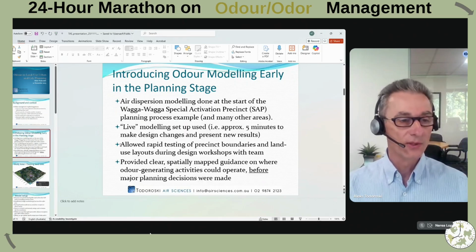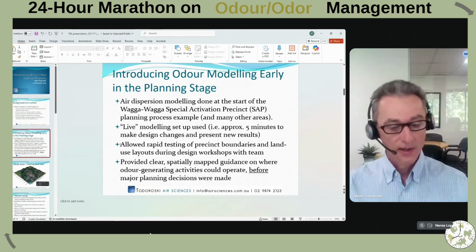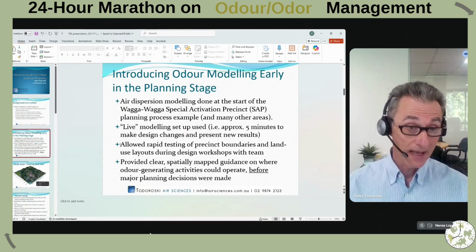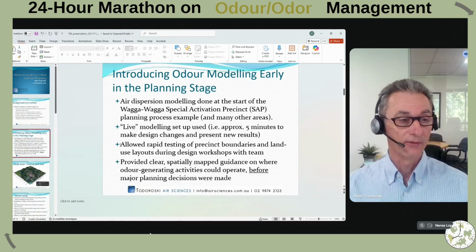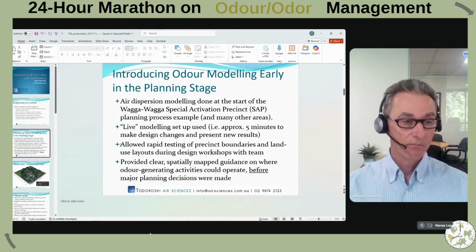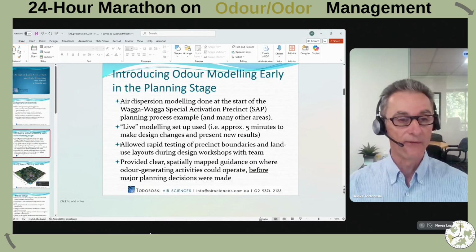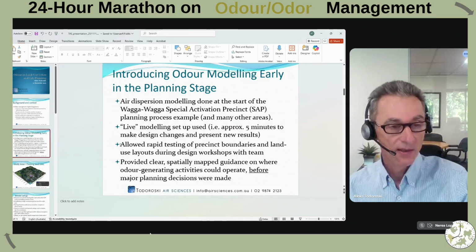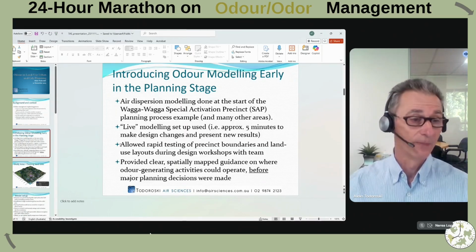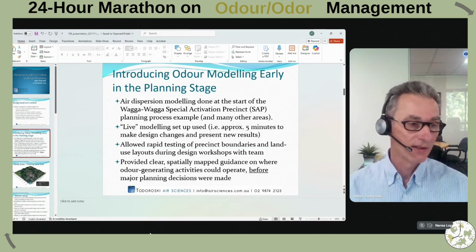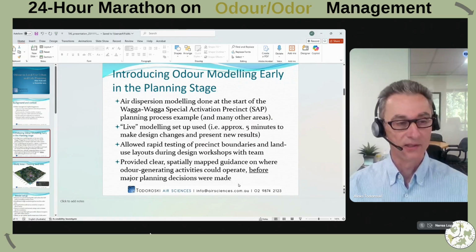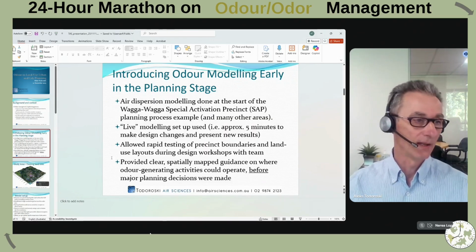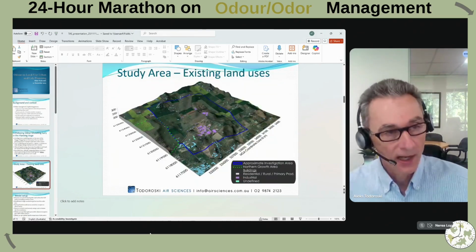What it allows you to do is rapid testing of different plans for the precinct and different land uses pretty much in real time, or within about 5 minutes, and it allows you to do a lot of work within a few hours, things that might take months to do. The key thing there is getting that information to the planners before major planning decisions are made.